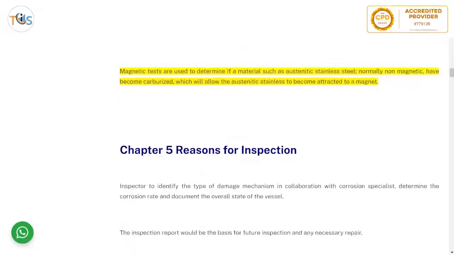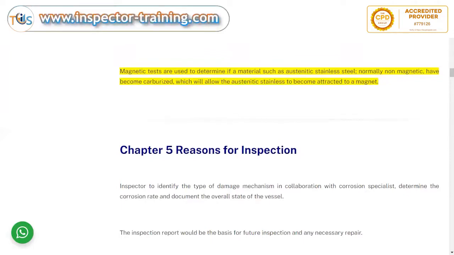Magnetic tests are used to determine if materials such as austenitic stainless steel, normally non-magnetic, have been carburized, which will allow the austenitic stainless steel to become attracted to a magnet. So they will become magnetized and ferromagnetic if they are carburized stainless steel. A simple magnetic check can reveal that.